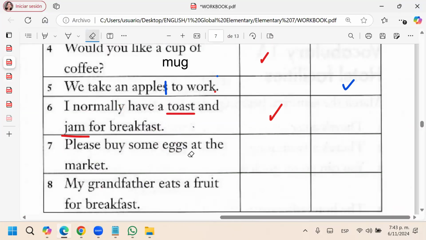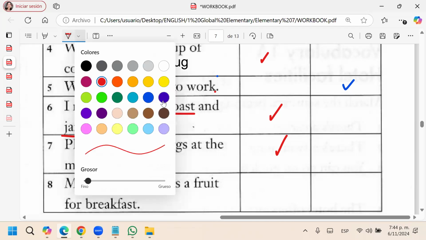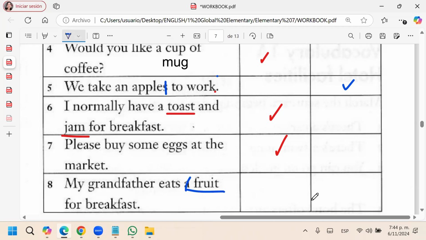Please buy some eggs at the market. Buy some eggs. It's correct. And the last, my grandfather, remember the thing that I told you. My grandfather eats a fruit for breakfast. A fruit. I think it's without A, because I told you fruit is uncountable. So, my grandfather eats fruit.